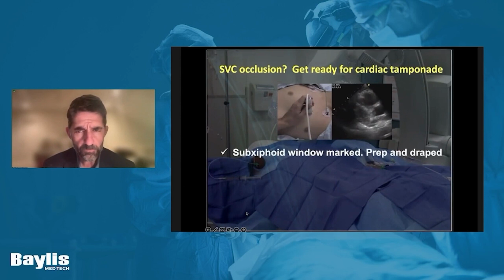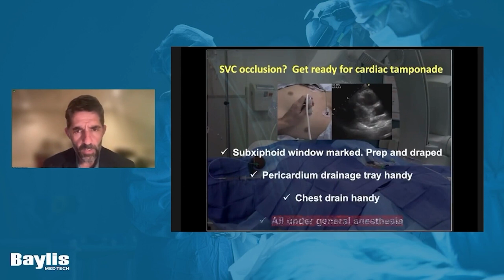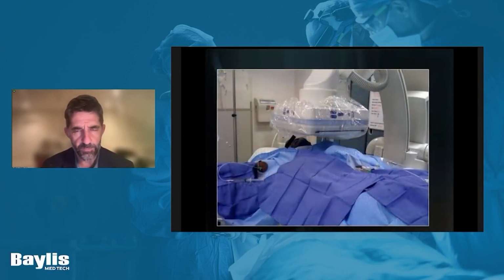procedure. So the subxiphoid window is marked, prepped, and draped, with the pericardium tray, and we also have a chest drain handy in case there's any hemothorax or pneumothorax. And all these procedures are done under general anesthesia, as I mentioned.